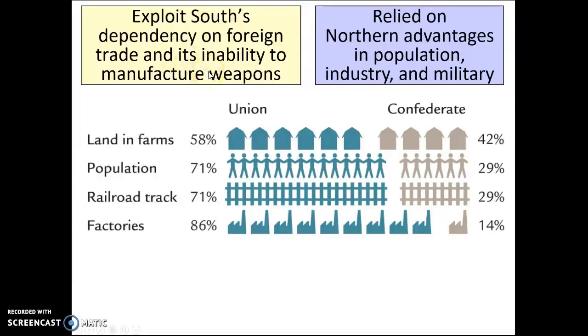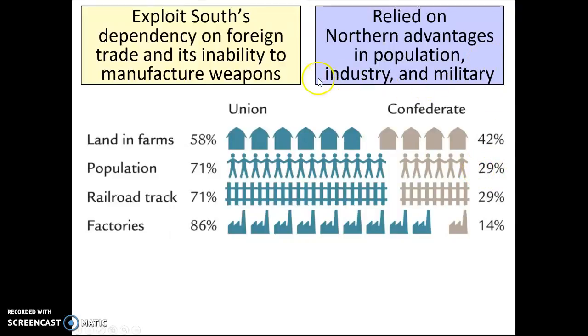If they're not trading with anyone, they're not building up those supplies that they may be losing during the war. The loss of weapons, the loss of machinery, the loss of life, and also the loss of money as well. They're not trading with these other foreign powers, which means they're not making any money. Also, the North is really going to rely heavily on their advantages, the population that they have going on up there. They have many more people, as you can see right here, 71% as opposed to the 29% down in the Confederacy.